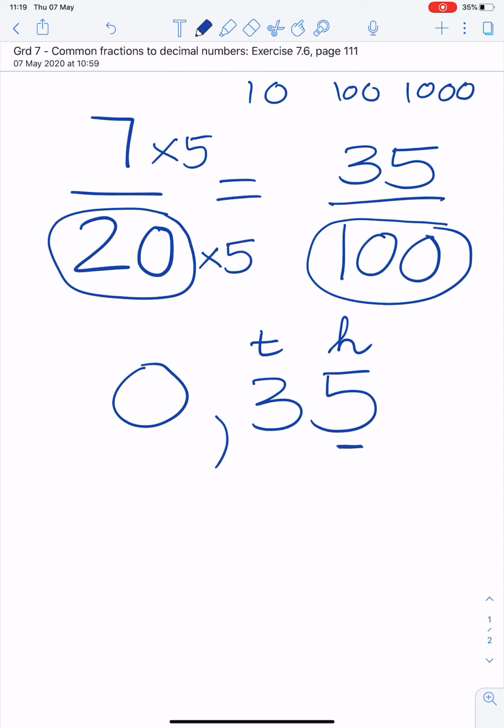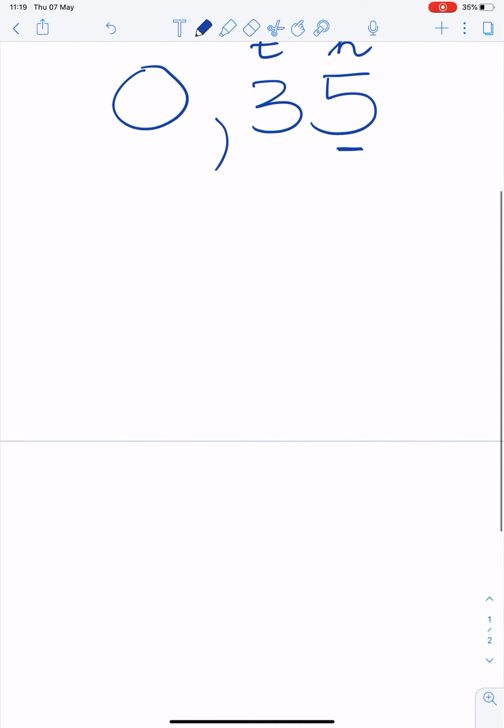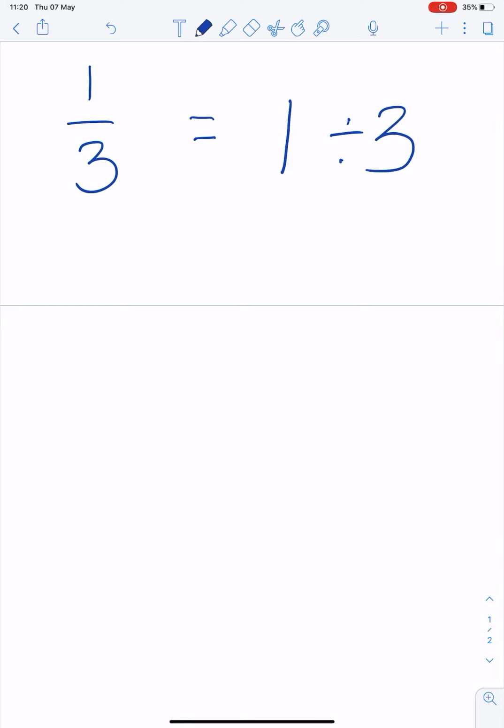Now today we're going to be looking at numbers that are not easy to make into tens, hundreds or thousands. So let's look at an example like this. A third. 3 does not fit into 10 or 100 or 1,000. So let's look at what we can do. 1 over 3 is the same as 1 divided by 3.